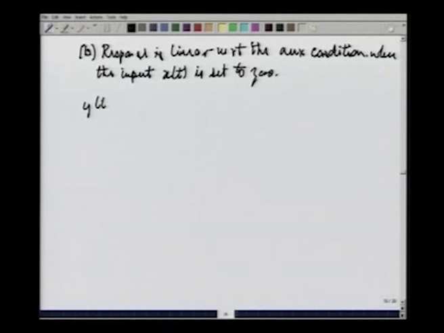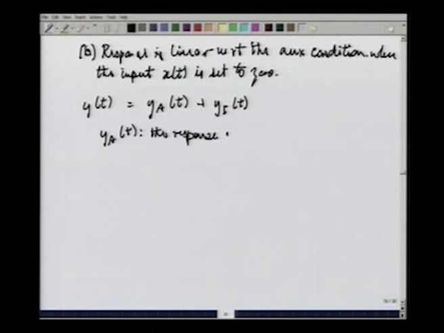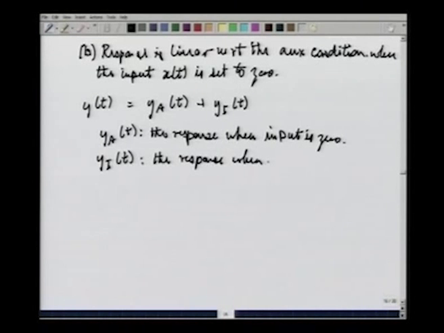Let us write that y(t) equals y_a(t) plus y_I(t). y_a(t) is the response when input is 0. And y_I(t) is the response when the auxiliary condition is 0.